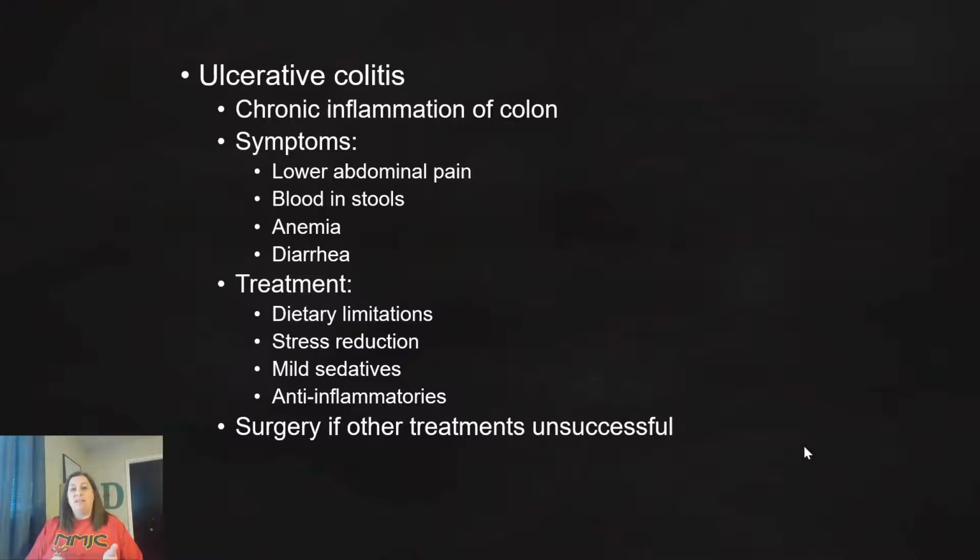Now, one thing with this, guys, is of course we would take stool samples when we're talking about diagnosis for the blood in the stool. But we would also want to do a blood test to see if the patient is actually anemic, where they're losing too much of that blood.